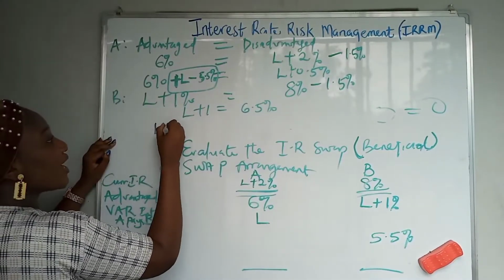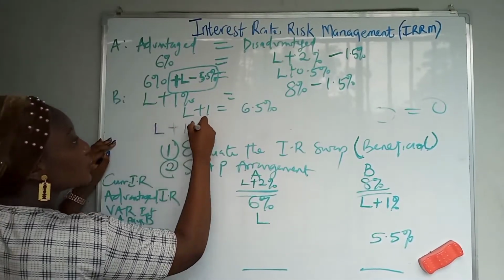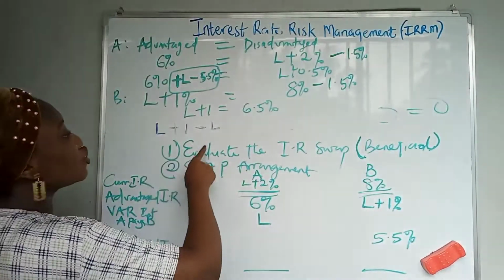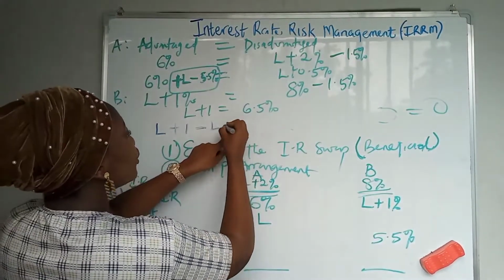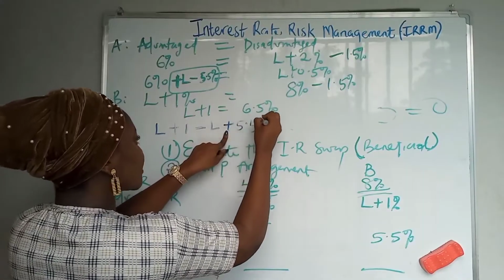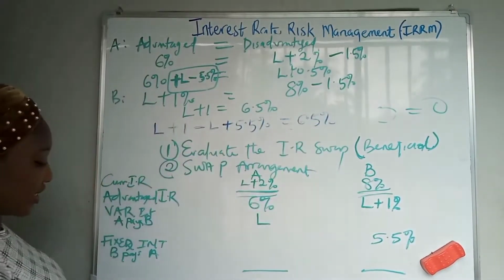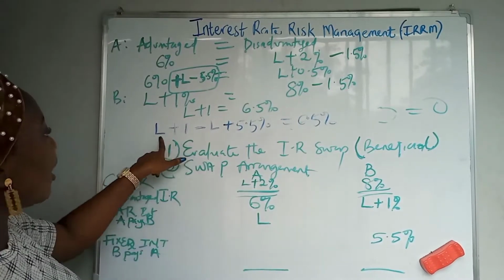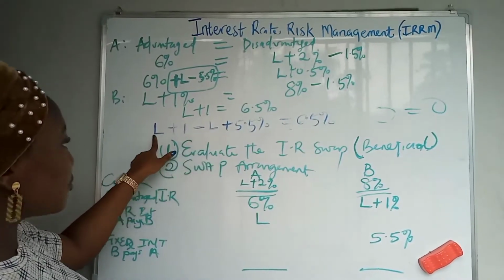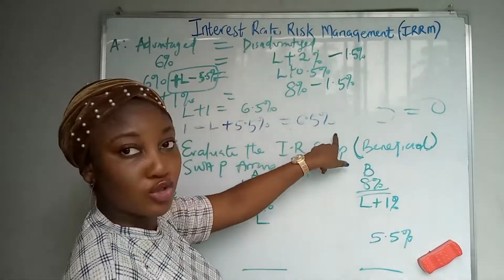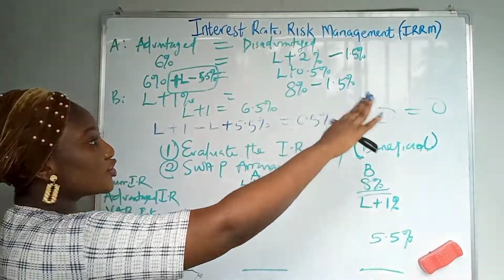So it will be what? L plus 1, the normal L plus 1. You need to minus L. Is it showing? Right? You need to minus L, and then you need to add 5.5% so that it can be equal to 6.5%. Do you understand? If you try to collect like terms, L minus L, that would be 0. 1 plus 5.5%, that would be what? 6.5. You bring it to the other side to turn to minus 6.5%, and it can be 0 equals 0.